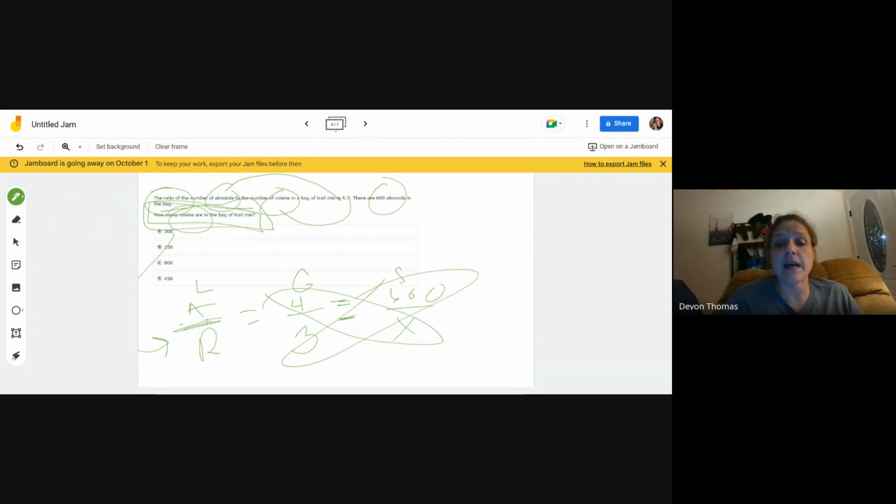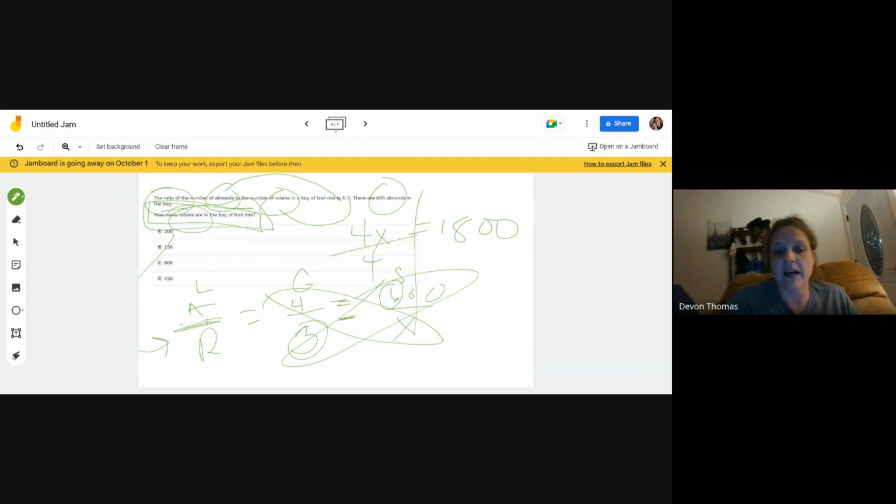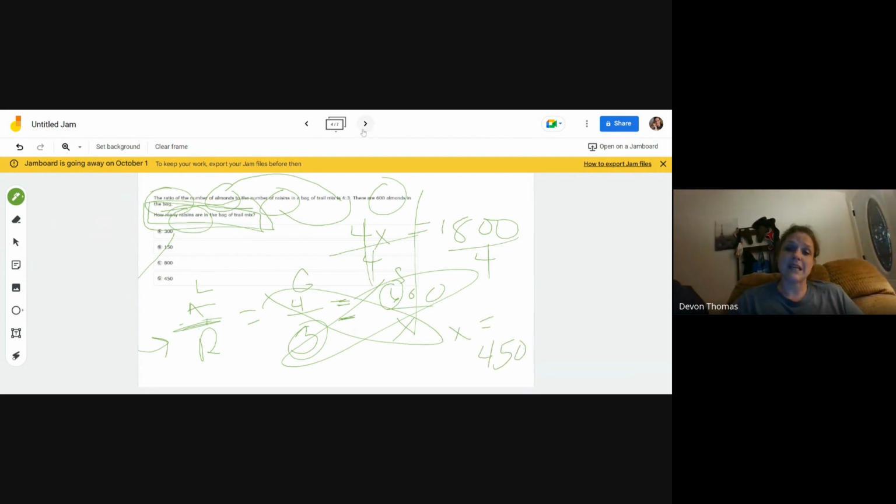Now, 4 times x is 4x. Because we don't know what x is, it's just going to stay 4x. 3 times 600, I can do that in my head. Don't get hung up on that. 6 times 3 is 18. With the 2 zeros is 1800. Now this is a sad map. Divide, x equals, I think it's 450. Okay, that one's really easy.